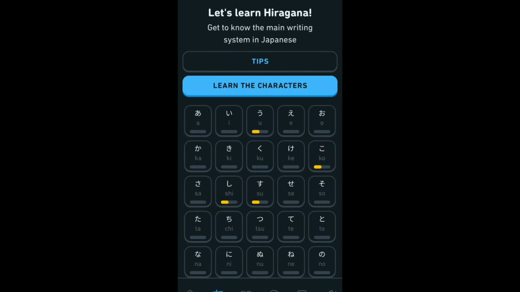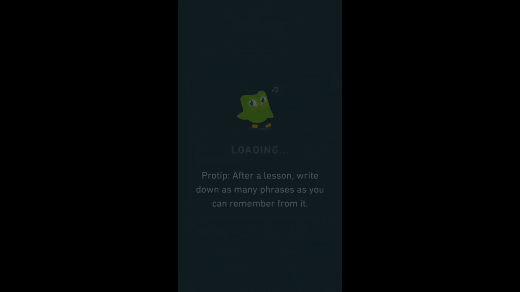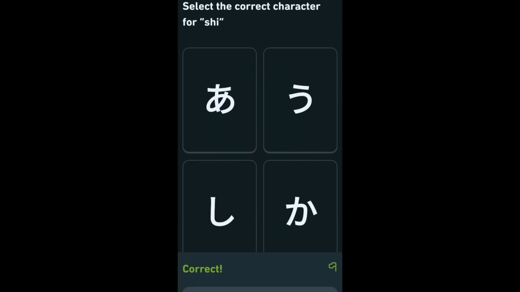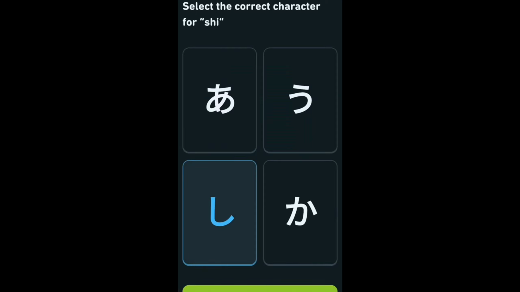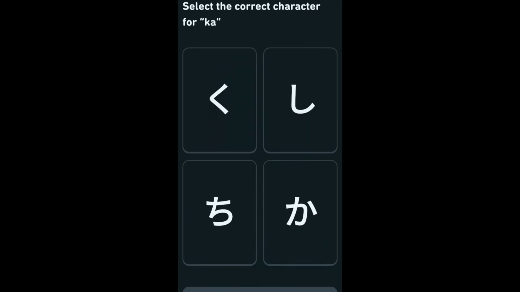So we've done a bit of ko and u and she and su, and we've also done e. We've done almost a lot of the vowels. So what does this sound make? What does this character make? What is the character for she? Now this is new. This is ka. Now select the character for ka.